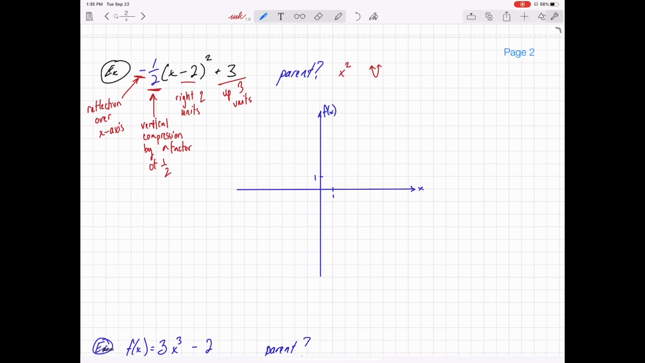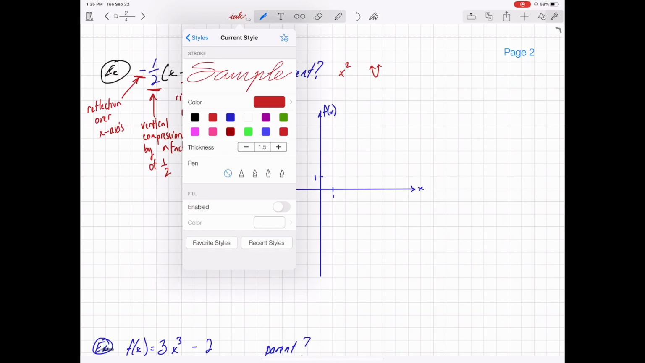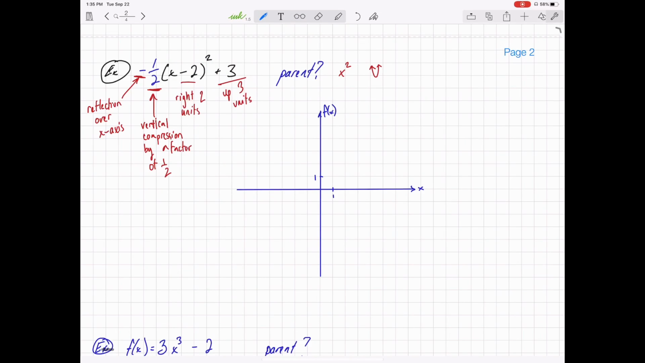Okay, on the graph, I'm going to go ahead and graph my vertex first. So it's Precalculus, it has a vertex. It's going to be right 2 units and up 3 units. So that would be my coordinate for my vertex. This function is reflected over the axis, so we're going to get off to the side here. If I were to graph negative x squared, it would be upside down like that. So that's the general shape it'll show.